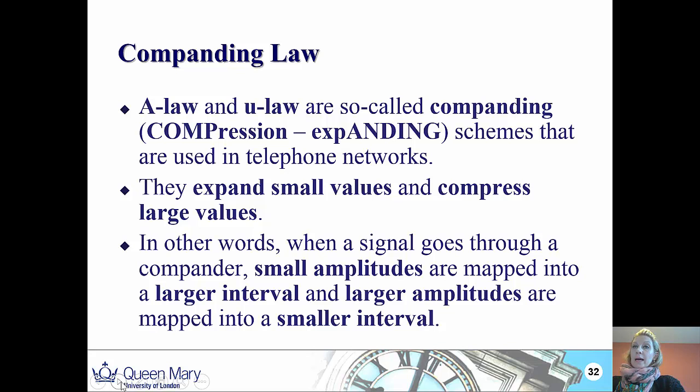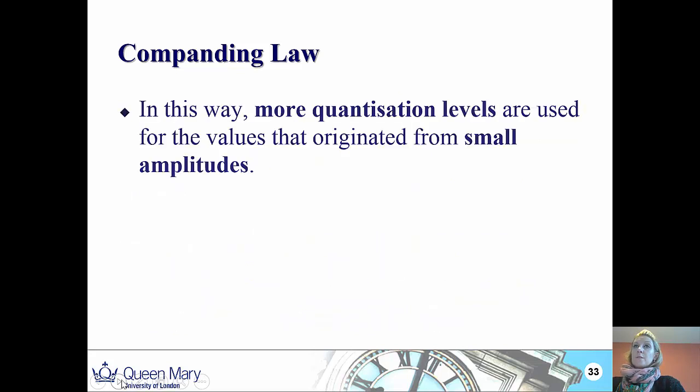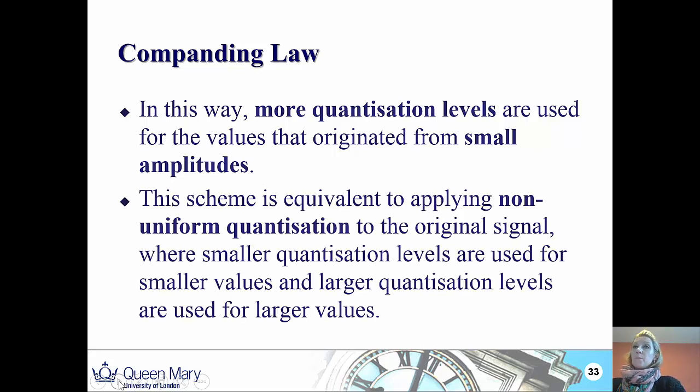Okay, so when a signal goes through a compounder, small amplitudes are mapped into a larger interval, and the larger amplitudes are mapped into a smaller interval. So we'll see what this means in the next slide. So we're using more quantization levels for the values that originated from small amplitudes. So those values which are more likely to occur, we're using more quantization levels. So we're having a greater accuracy, a greater use of detail at those small amplitudes which are most likely to occur.